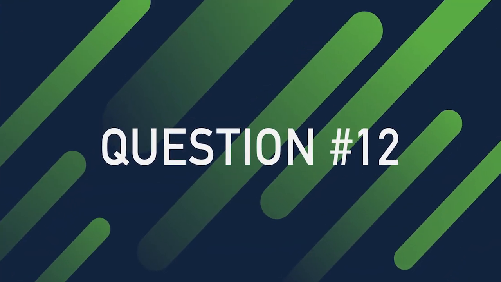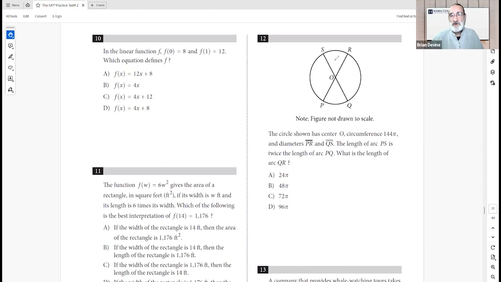Number 12, we're given a diagram of a circle. It has two chords, SQ and PR. They go through the center O. They told us that the circumference is 144 pi. Then that means that half of the circumference would be 72 pi.